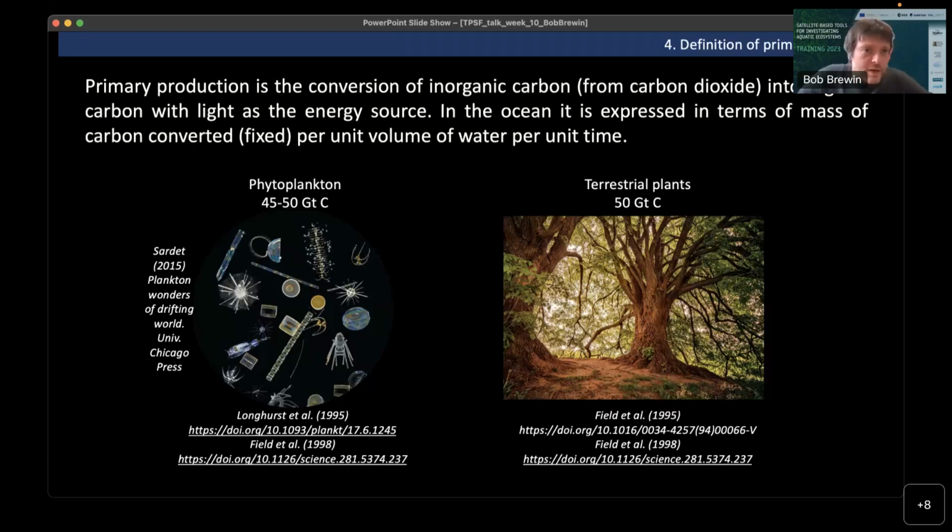So what is primary production? Well, we talked about the rate of photosynthesis. So what is that? Well, it's basically the conversion of inorganic carbon from carbon dioxide into organic carbon with light as the energy source. So in the ocean, this is typically expressed in terms of mass of carbon converted or fixed per unit volume of water per unit time. So it's a rate.